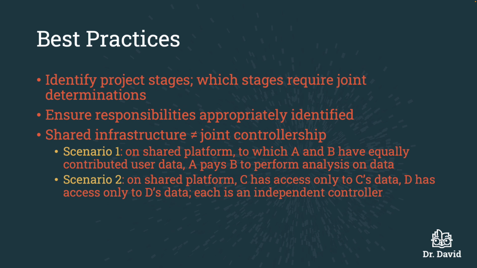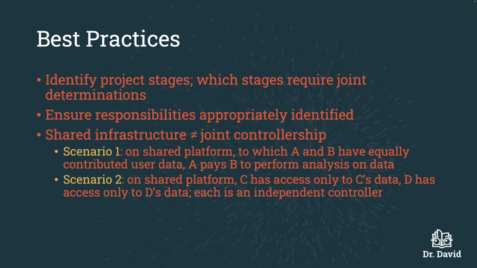Scenario 2, on a shared platform, C, again, this is party C, has access only to C's data, and D has access only to D's data. Each, in this case, is an independent controller. That data is not being commingled. C is determining the purpose and means for their data. D is determining the purpose and means for theirs. So in this case, we have independent controllers.